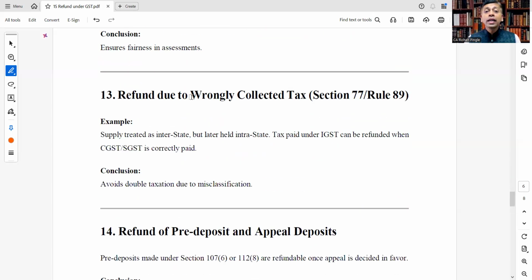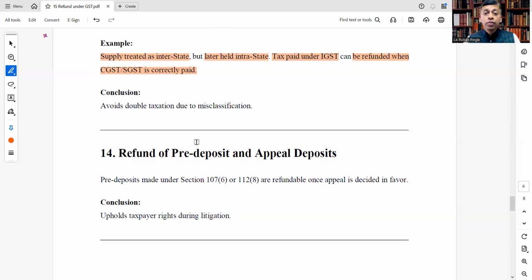Refund due to wrongly collection of tax. Very important. Okay, section 77 and rule 89. Example, supply treated as interstate but later held intrastate. So taxes paid under IGST can be refunded when CGST or SGST is correctly paid. So it avoids double taxation due to misclassification. Many times in practical scenarios it happens. Supply treated as interstate but later held as intrastate, so the taxes paid under IGST can be refunded when CGST and SGST is correctly paid.